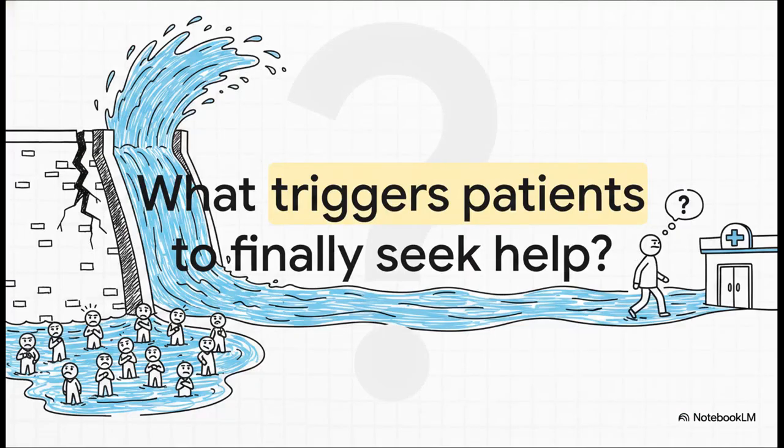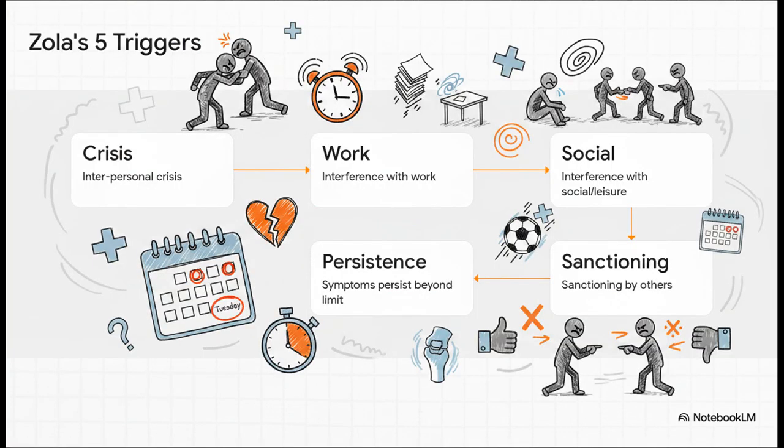All right, Section 5, Triggers for Seeking Help, the pathway from person to patient. So if asking for help is viewed as a weakness and getting sick is just bad luck, what actually gets these patients into the doctor's office? What actually breaks the dam? Irving Zola's sociological framework is absolutely perfect for understanding this. Zola mapped out 5 specific triggers that push someone to seek care.